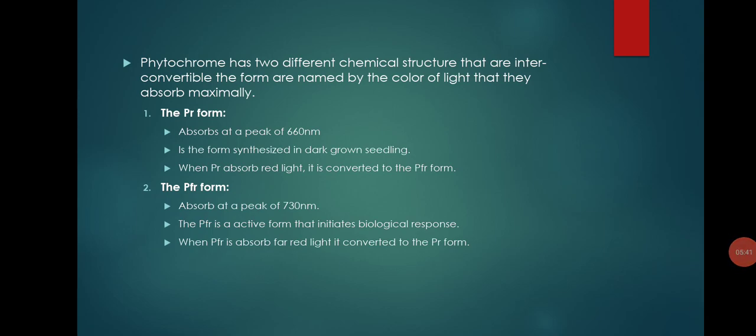Phytochrome has two different chemical structures that are interconvertible. The forms are named by the color of light that they absorb maximally. Number 1, the PR form. The PR form absorbs at a peak of 660 nanometers. It is the form synthesized in dark grown seedlings. When PR absorbs red light, it is converted to the PFR form.